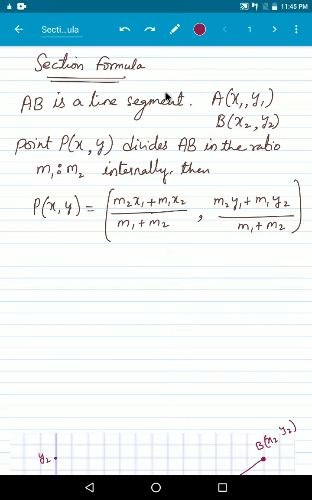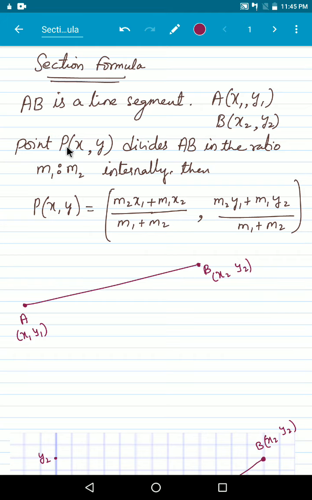Hi students, in this video we will learn about the section formula, a few special cases of the section formula, and a few problems. Okay, now what is the section formula? See, suppose AB is a line segment and the coordinates of A are x1, y1 and the coordinates of B are x2, y2. Okay, so AB is a line segment. Suppose this is point A and this is point B. Coordinates of A are x1, y1, coordinates of B are x2, y2.